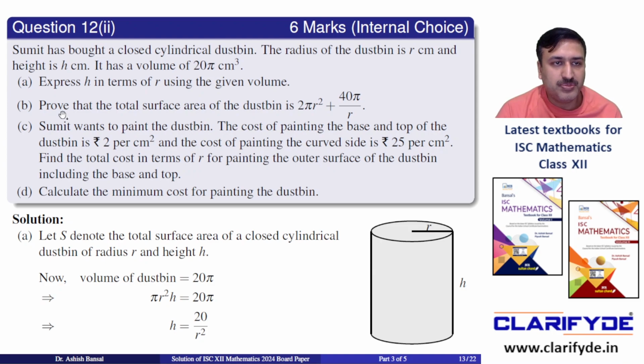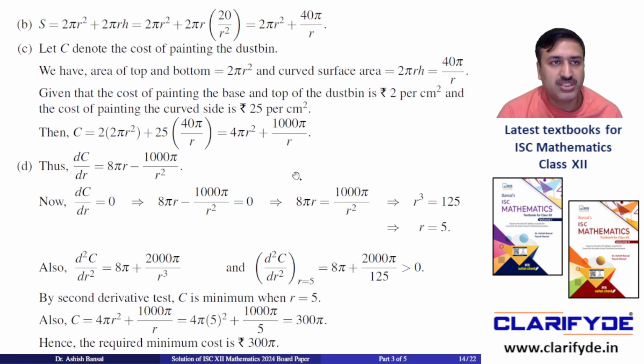B part, in the B part we have to find the total surface area of the bin to be equal to this expression. So the total surface area is the surface area of the top circle and the bottom circle, which is 2 pi r square, plus the curved surface area. Substituting the value of h in terms of r, we get the required expression.